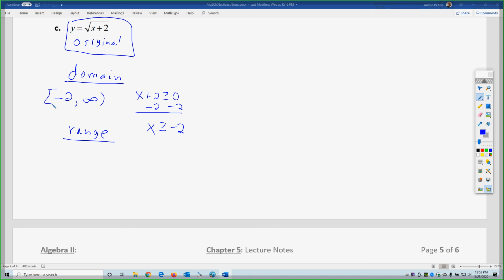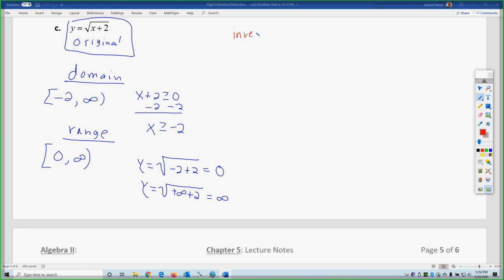Okay, so we'll plug those in to get the output, which is the range. So I get y equals the square root of negative 2 plus 2, and y equals the square root of positive infinity plus 2. So that just gives me 0, and that gives me infinity. So I have 0 to infinity for the output. Square root of infinity, you get infinity. Okay, let's try the inverse now.